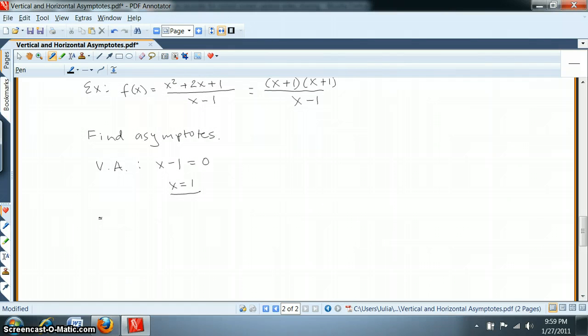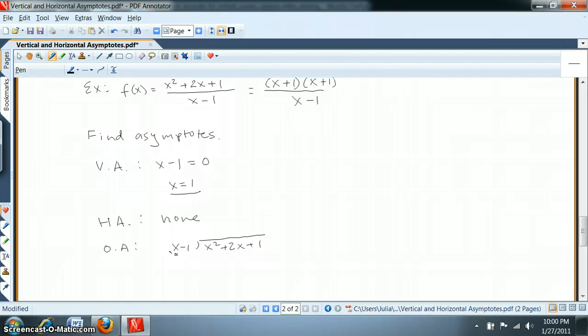So there is no horizontal asymptote in this case. And why not? Because the degree of the top is larger than the degree of the bottom. Notice it's degree 2 on the top versus degree 1 on the bottom. But because the degree of the top is 1 larger, we do have something that's called an oblique asymptote. So how do we find it? Let's do the division. So we have a long division in this case, x squared plus 2x plus 1 divided by x minus 1.